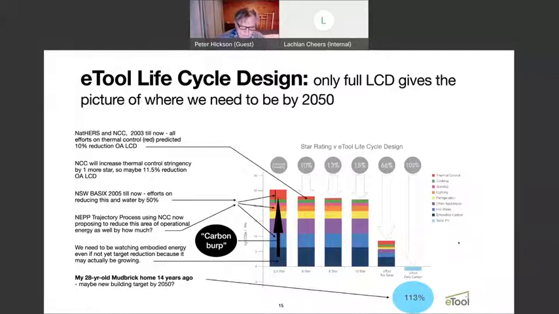These colourful columns represent the total operational and embodied energies used in our homes. Only full life cycle design looks at all this and with the correct metric. The starting point was the average home around 2003 on the left column. For 18 years, the focus has been on the red bit, thermal comfort at the tip of the columns. In theory, 6 stars is aimed at reducing this total energy by perhaps 10%. Moving from 6 to 7 stars, thermal efficiency is designed to achieve another 1.5 percentage points.